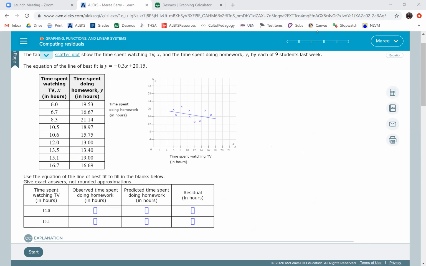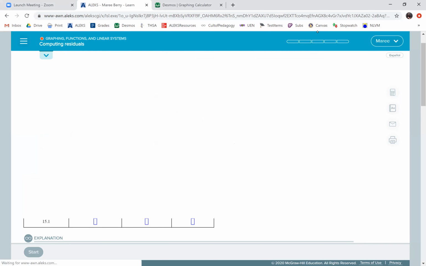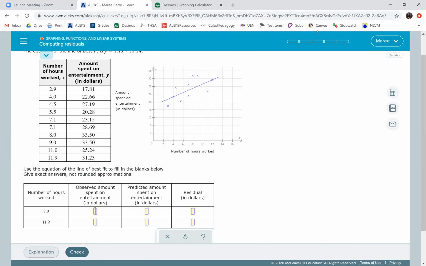So let's do some examples here. I have a calculator, good. So observed amount. I'm going to look at the number of hours worked. That's in this first column. So I come down to 8. And the amount spent on entertainment when there's 8 hours worked is 33.5. So I'm going to type in 33.5. Then for 11.9, I'm going to come down here to the bottom, and I got 31.23.